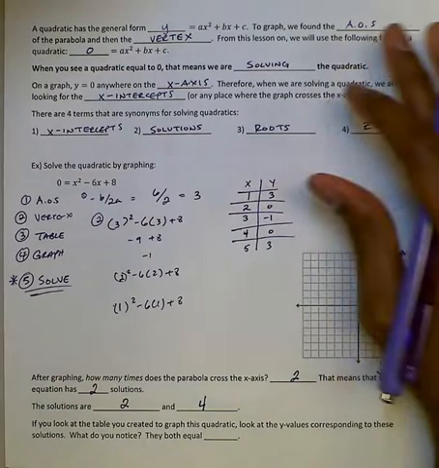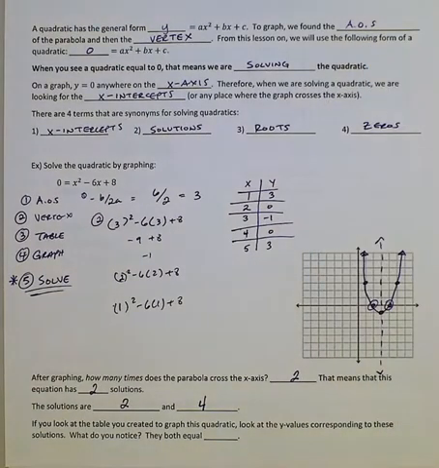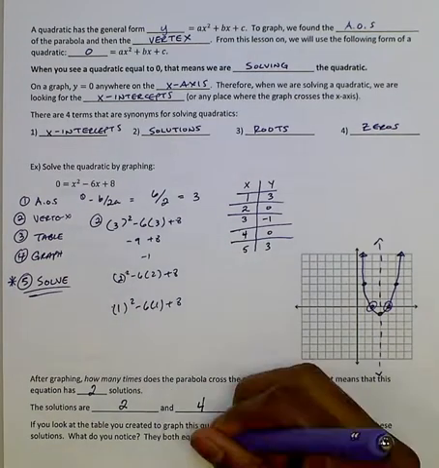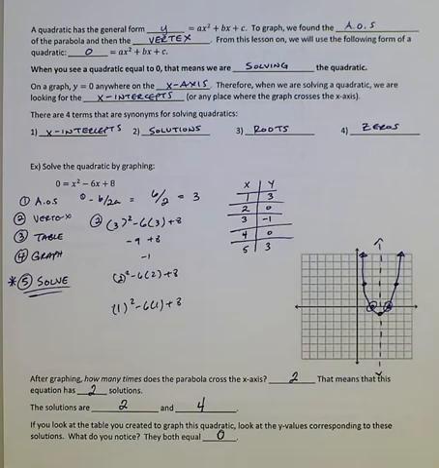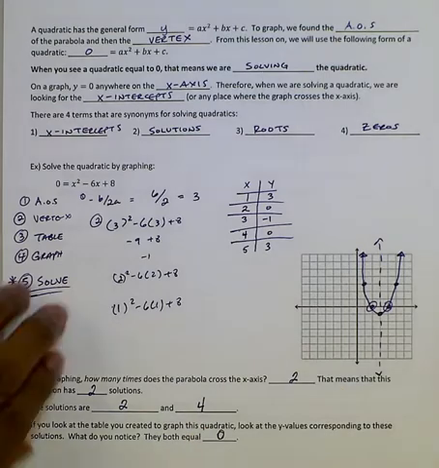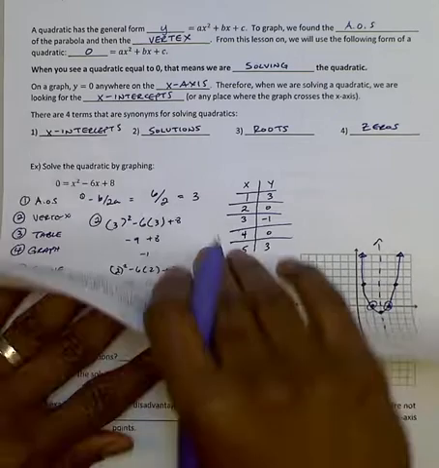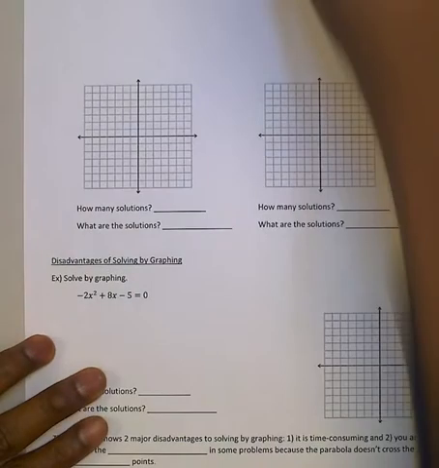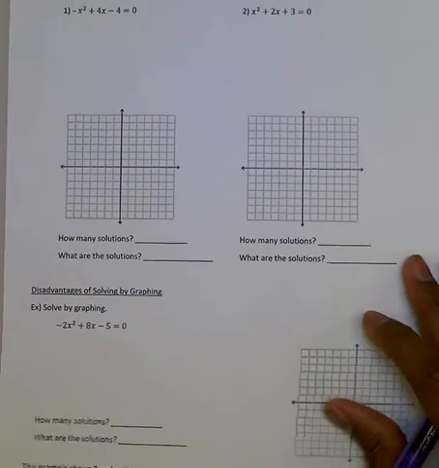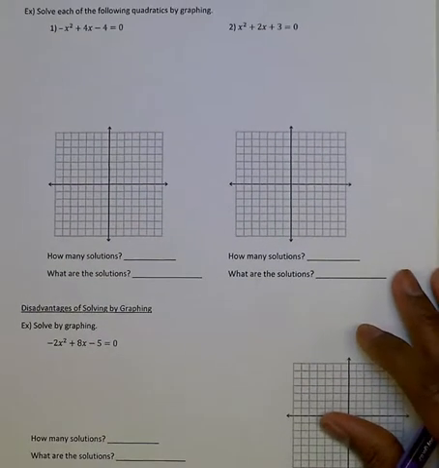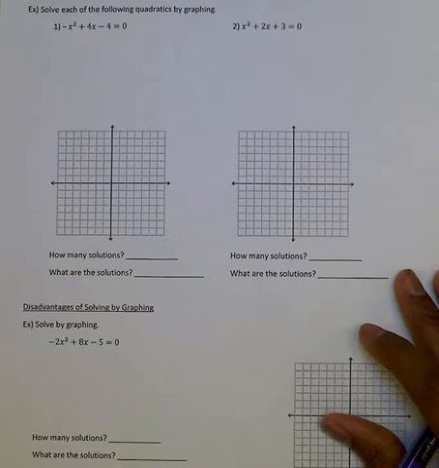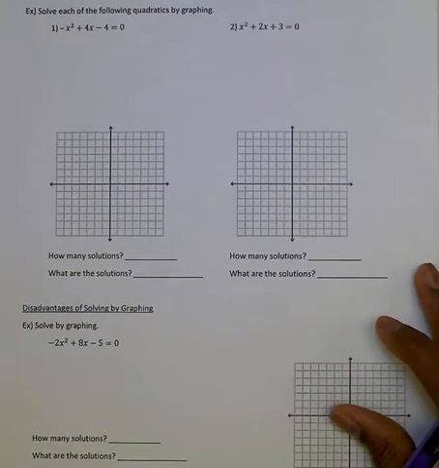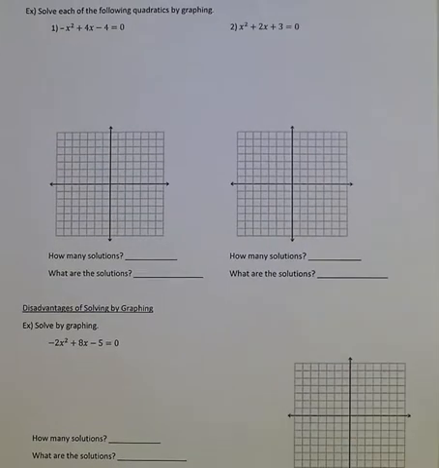If you look at the table you created to graph this quadratic, look at the y values corresponding to these solutions. What do you notice? They both equal 0. Okay, again, that's kind of what we're going into and talking about for most of this page. All right, so we got a couple more problems to go through to make sure that we understand what's happening, and then from there we'll be done. Okay, so we have negative x squared plus 4x minus 4. We have to solve this by graphing.